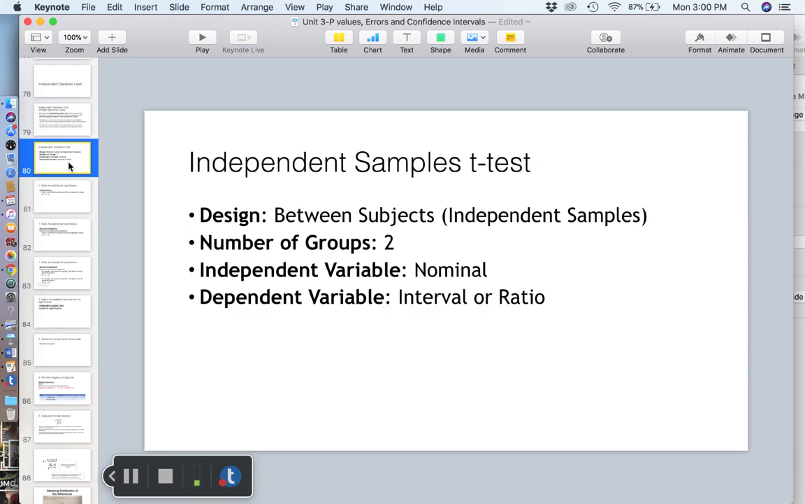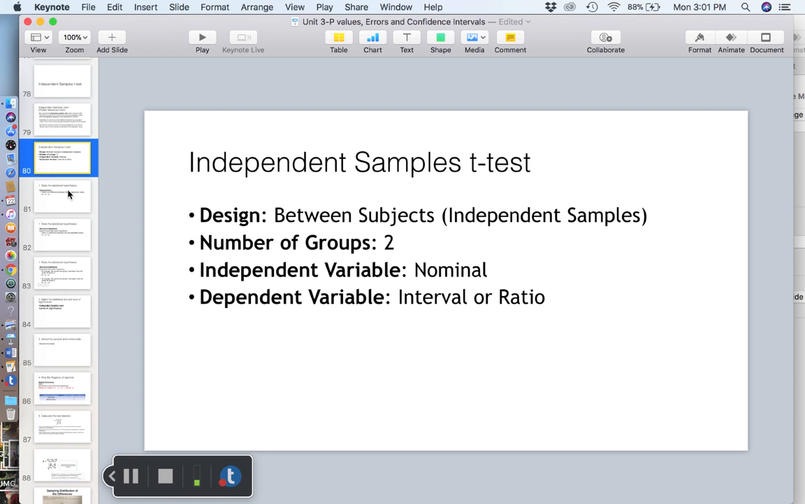We compute the independent samples t-test when we have a between subjects design. So if you remember back to our conversation last week, we have a between subjects design when our groups are unrelated. And we have two groups. The independent variable is measured on a nominal scale, and the dependent variable is measured on an interval or a ratio scale. So now that we have the context for when we should compute the independent samples t-test, let's go through the steps of null hypothesis testing concerning this particular test.